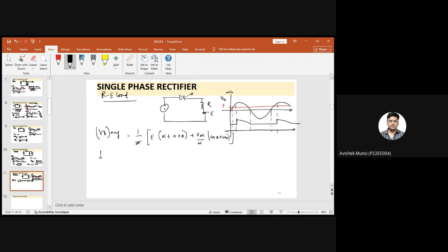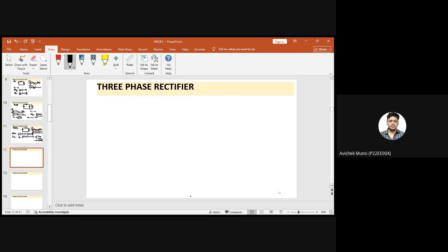Okay. The I0 RMS will be 1 by 2 pi R square. So this is a complex one. If you can solve the integration, then that will be easier to understand. Don't try to remember the formulas. Okay. So the next case will be for RLE load.